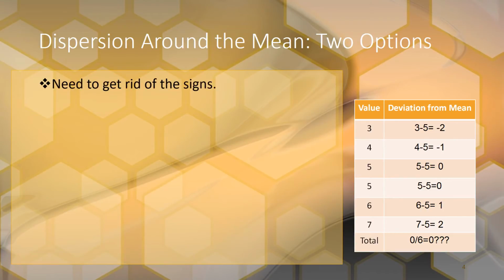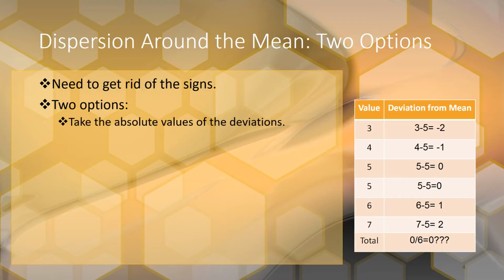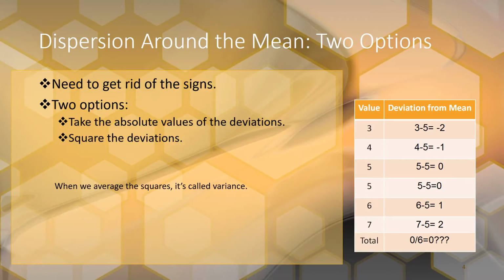So we need to get rid of the signs when we're adding up the deviations from the mean. We don't want them to add to 0. So there's two options. We can take the absolute values of the deviations, or we can square the deviations. Both of these ways will get rid of the negative signs. When we average the squares, it's called variance.